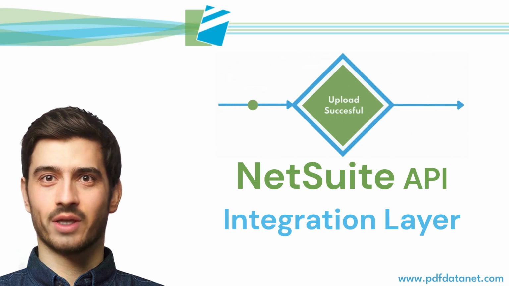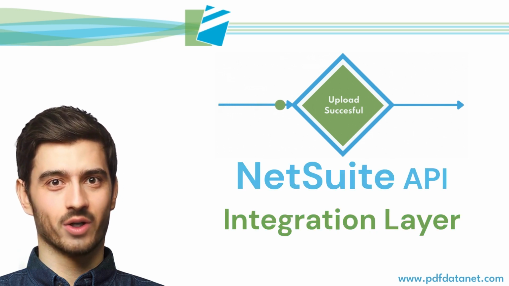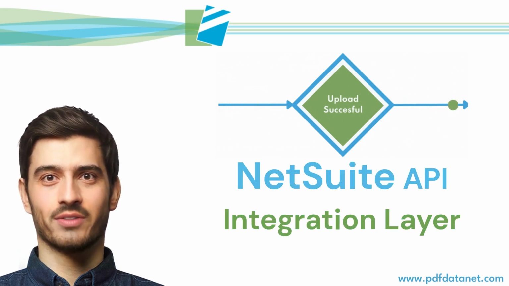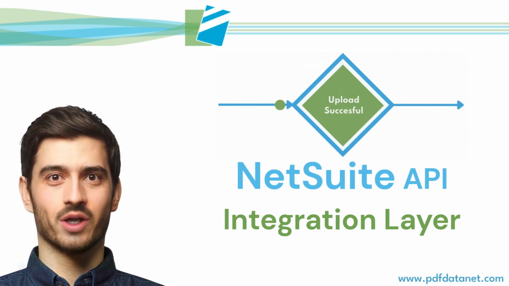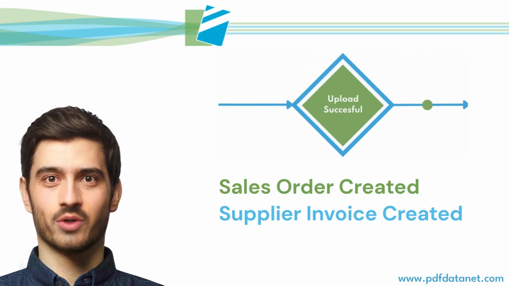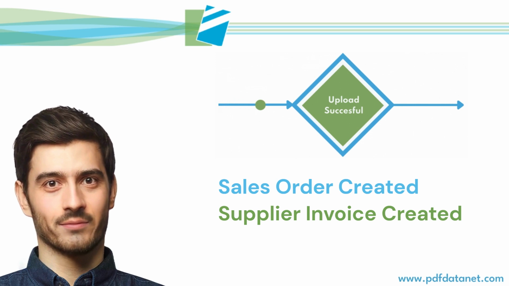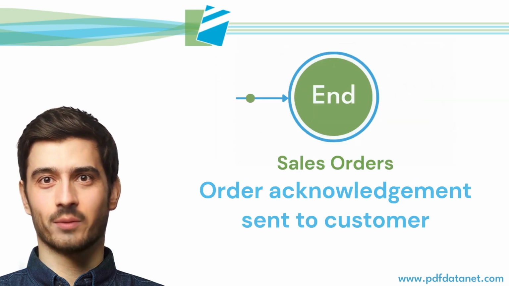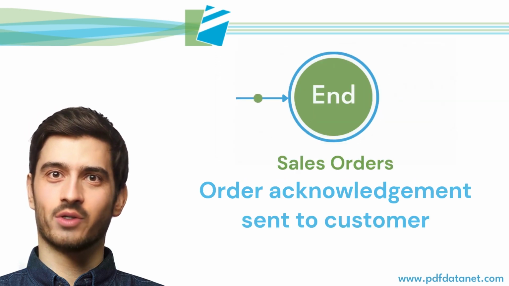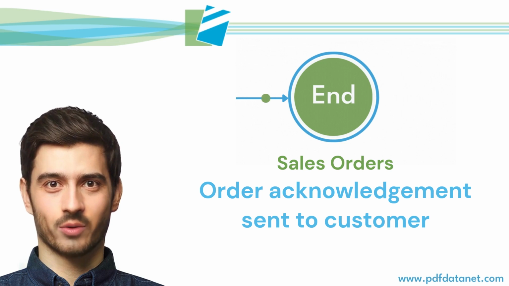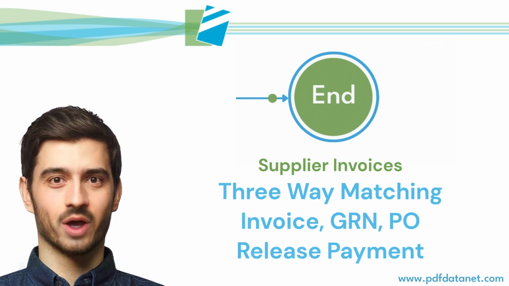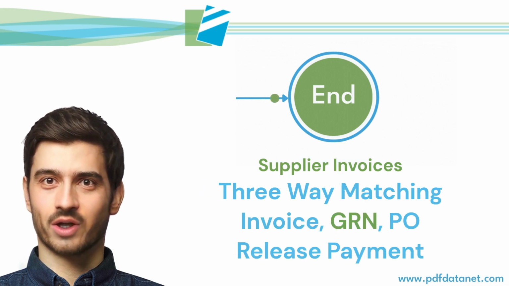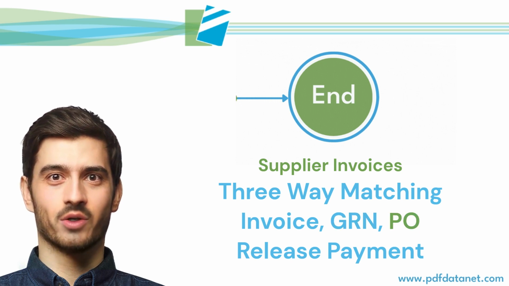The NetSuite API, or an integration layer, uses the data to create the new transaction. The integration process will confirm that the order or invoice has been created. As part of the final step, an email can be sent to the customer to confirm receipt of their order, or for supplier invoices, three-way matching of the invoice, GRN and original PO can be used to release the invoice for payment.